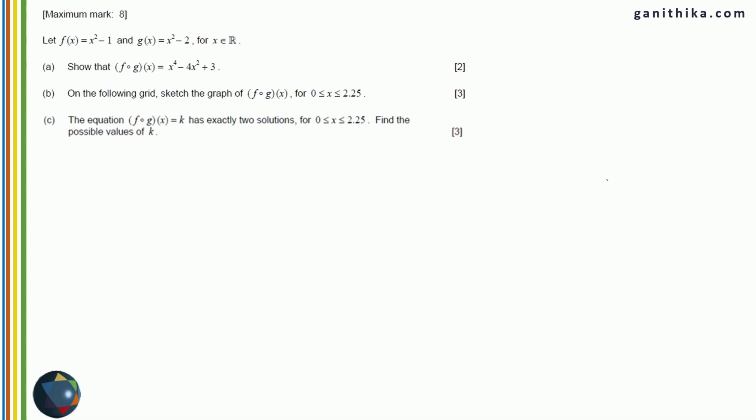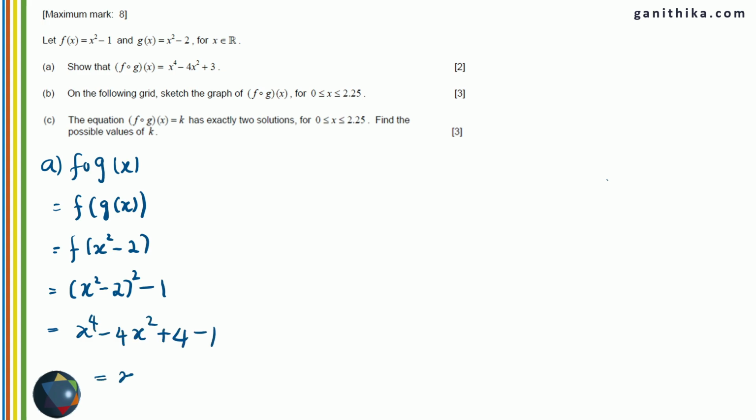You have f of x and g of x. This is a composition of functions. The first question is very simple. I'm going to go a little faster on giving you the solution for this. Putting g of x inside f of x. g of x is x squared minus 2. So f of g of x is x squared minus 2, the whole squared, minus 1. Write them clearly from f of x and g of x. And the final answer is a show that answer. Therefore, it will not have any marks. You are okay when you get the answer as given in the question, x to the power 4 minus 4x squared plus 3. You got it right here.